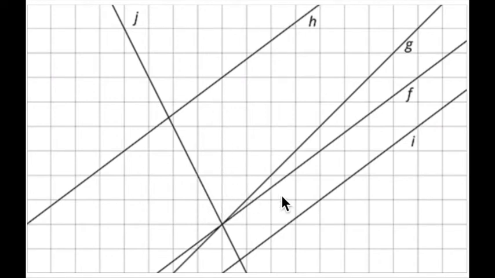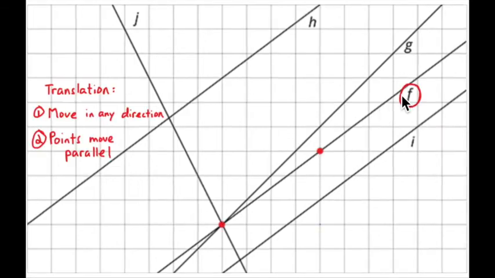And so they're giving you line F here, and they're asking you, of these 4 other lines, which ones are translations of line F? And so once again, remember that a translation is a move in any direction, but all the points have to move parallel on that line. So I can move this line F in any direction, doesn't really matter where I move it, but all the points on the line F have to move with each other in parallel.